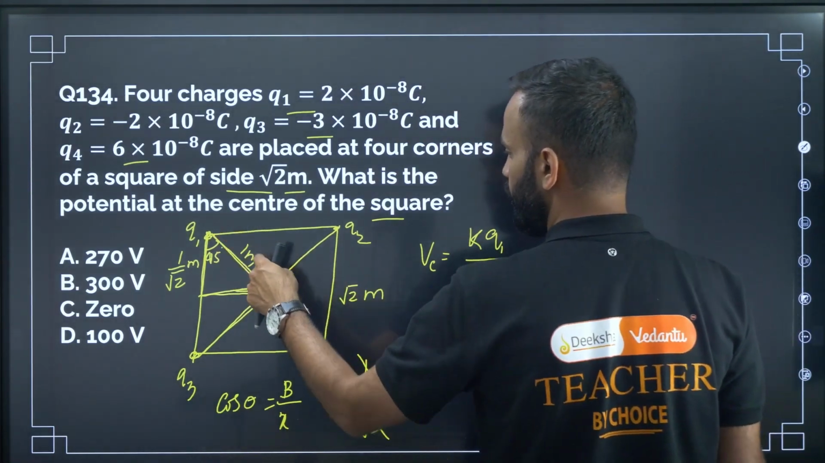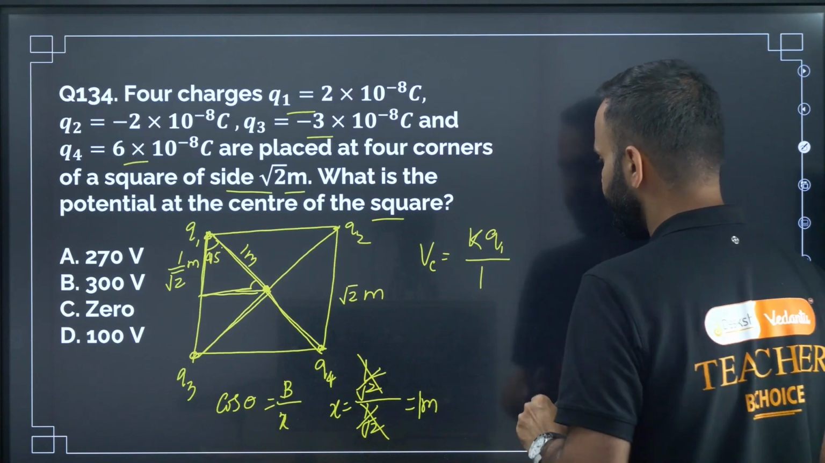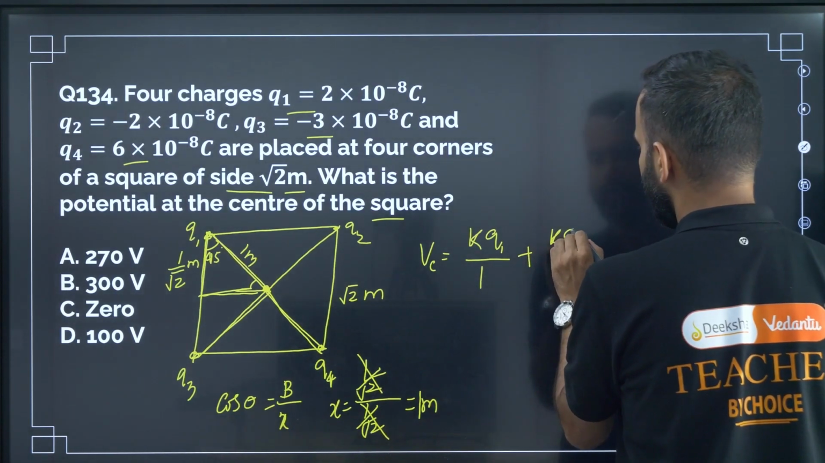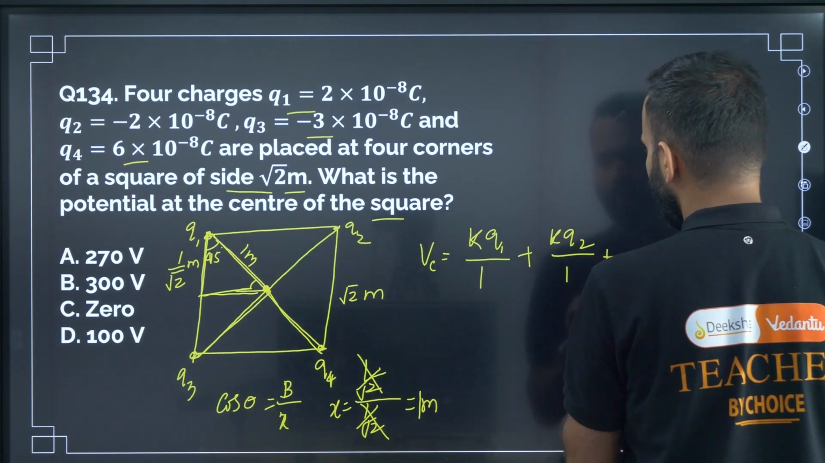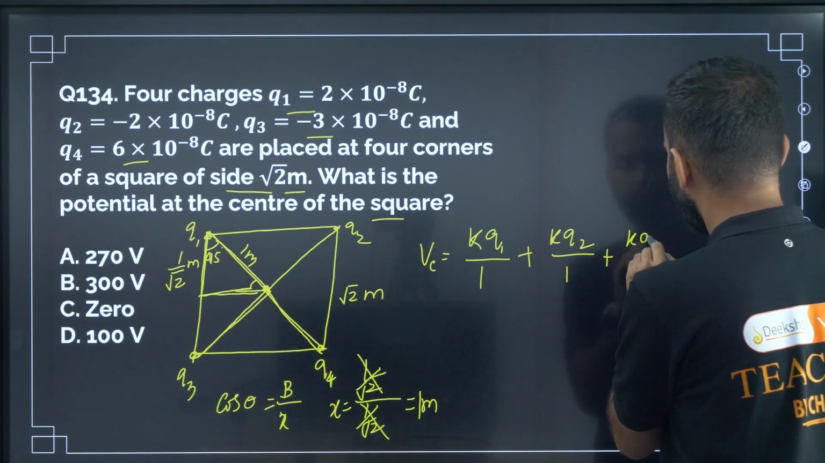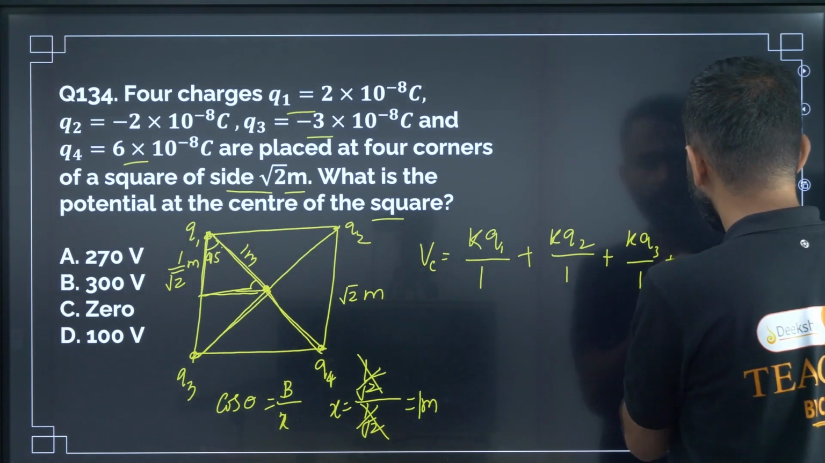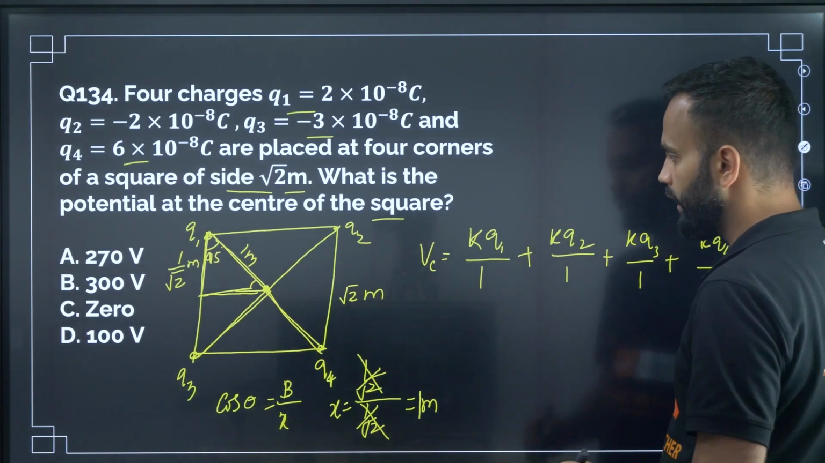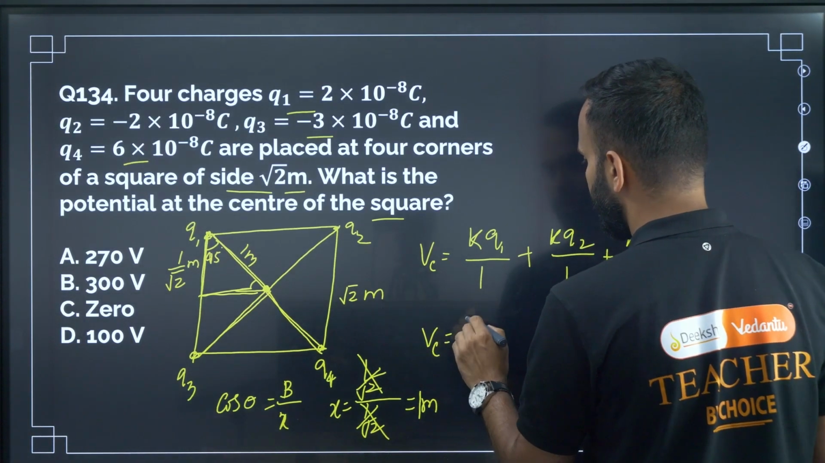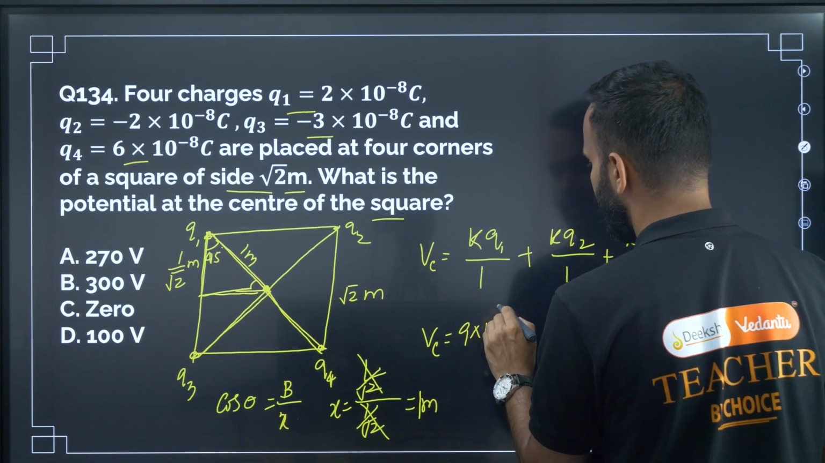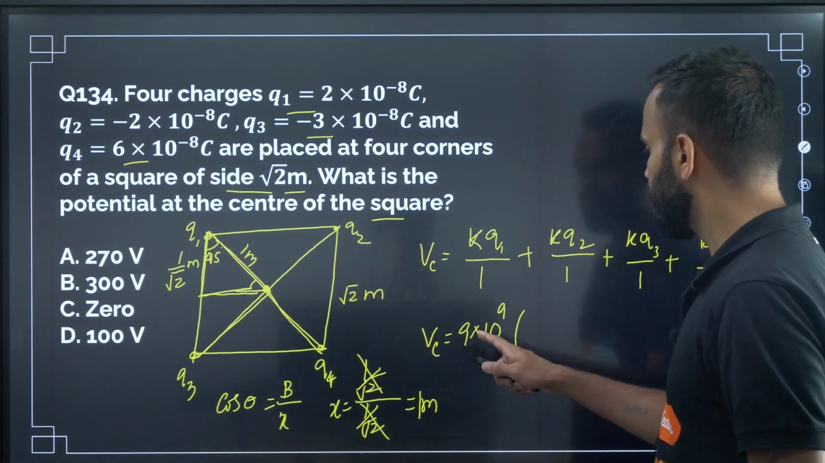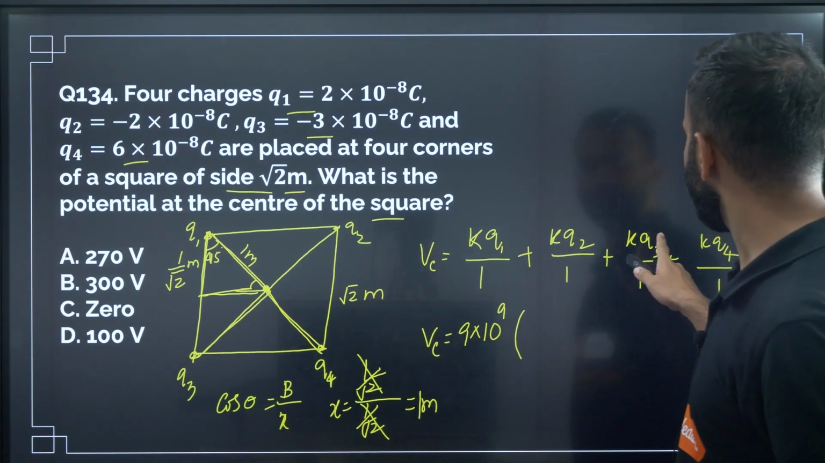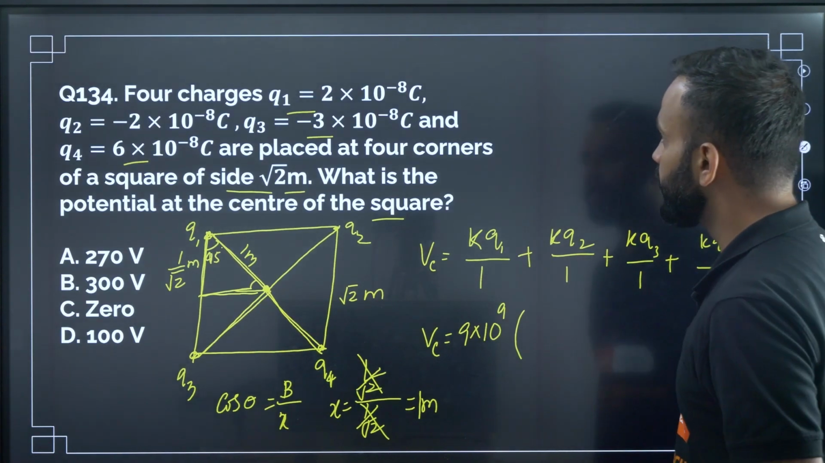Now the distance between Q1 and center is 1, right? Plus potential due to Q2 is K into Q2 divided by 1. Potential due to Q3 is K into Q3 divided by 1, plus potential due to Q4 is K into Q4 divided by 1, right? Now Vc is equal to K, which is 9 into 10 to the power 9. Take K as common. So K is 9 into 10 to the power 9 into Q1 plus Q2 plus Q3 plus Q4.